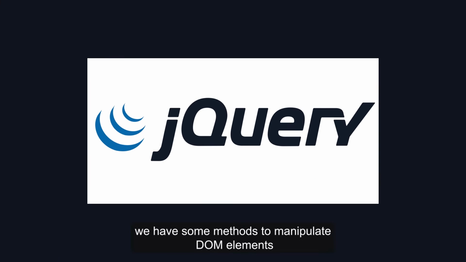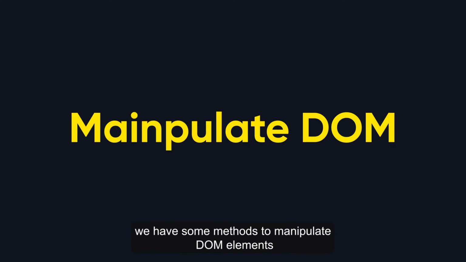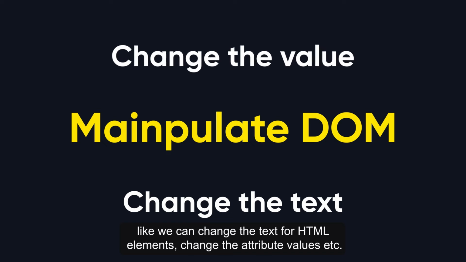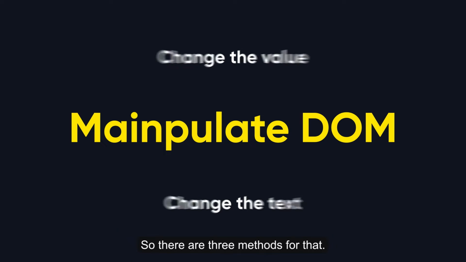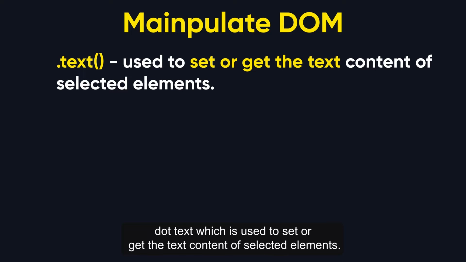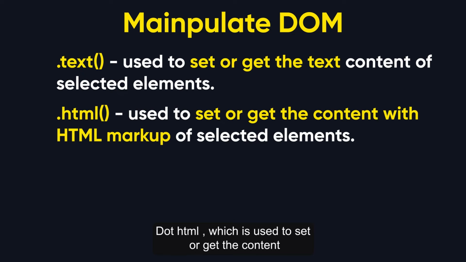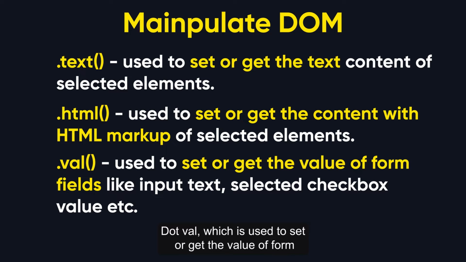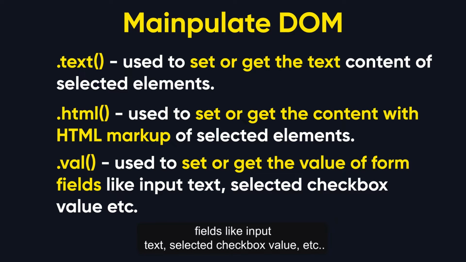In jQuery, we have some methods to manipulate DOM elements, like we can change the text for HTML elements, change the attribute values, etc. So there are three methods for that. .text, which is used to get or set the text content of selected elements. .html, which is used to get or set the content with HTML markup of selected elements. .val, which is used to get or set the value of form fields like input text, selected checkbox value, etc.